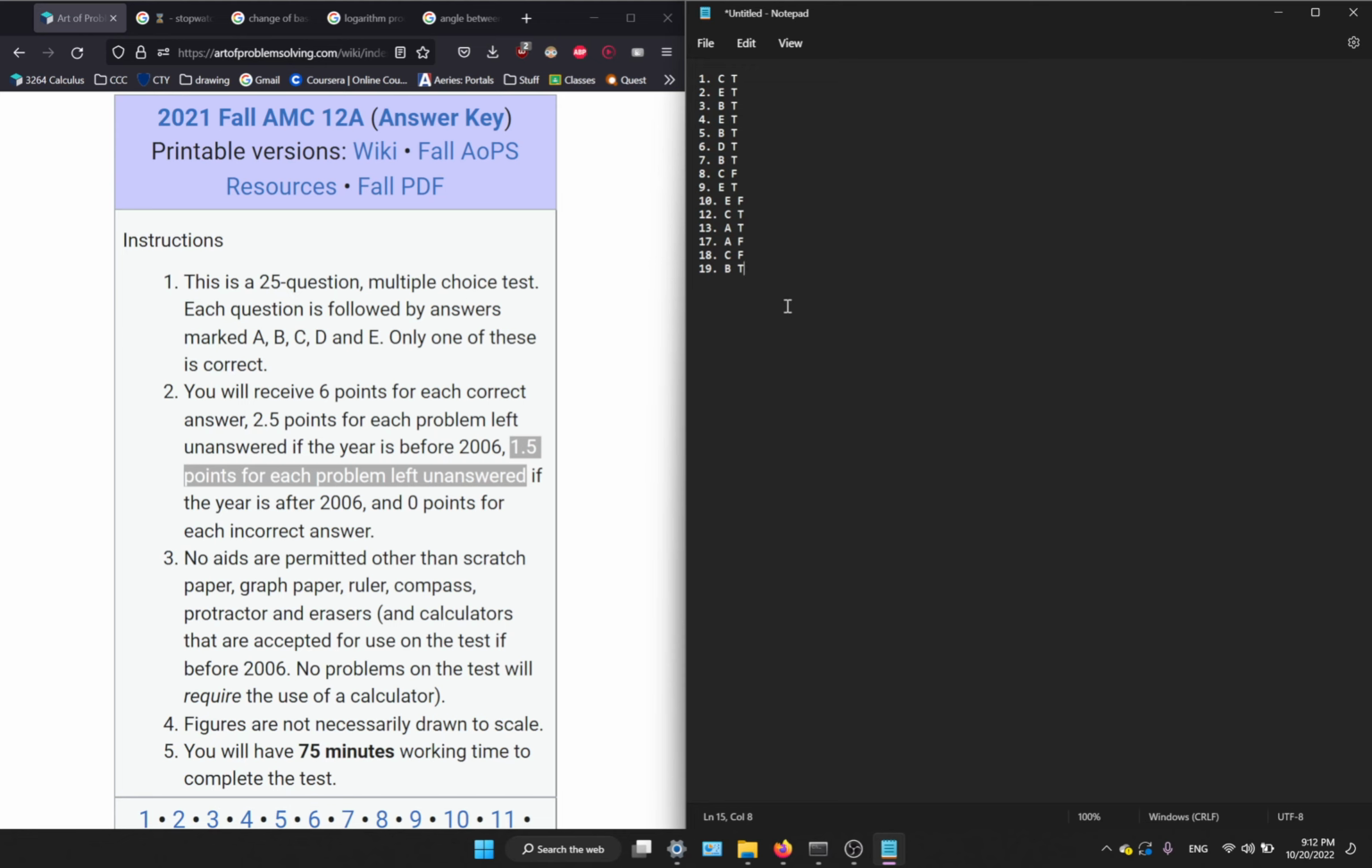That doesn't seem like enough. We get to multiply that by 6. How many did we get wrong? 1, 2, 3, 4. We get to multiply that by 0. And then that leaves us with 10 questions left unanswered, which we get to multiply by 1.5. So we get 66 plus 10 times 1.5 is 15. Our total score is 81 points. Oh, geez. Is that good or bad? I don't know. Let's see.